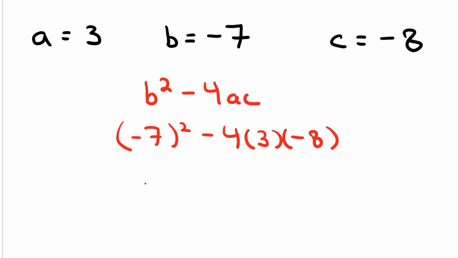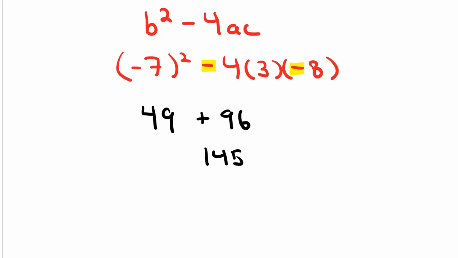Okay. Going to a calculator here, this is going to be 49. And let's go ahead and do this. This is 4 times 3 times 8, which is 96. Since we have two negative signs, I got positive 96. And 49 plus 96 is 145. And once again, 145, that's the discriminant. And just for extra practice, I know this is positive, so we have two real solutions.